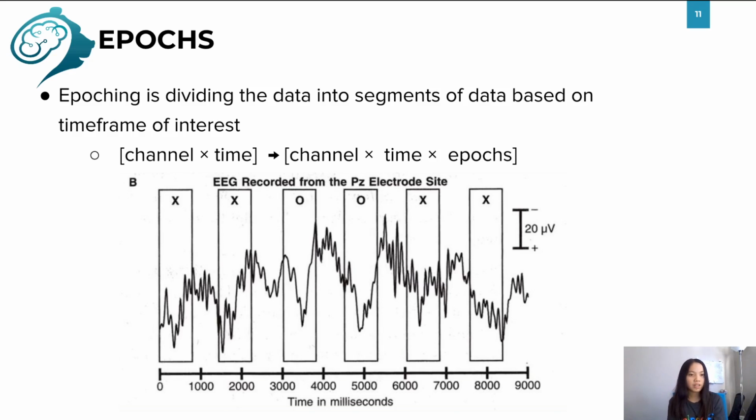If you want to extract epochs from your signal, you should know what the segments of interest to be analyzed are, such as a specific stimulus.